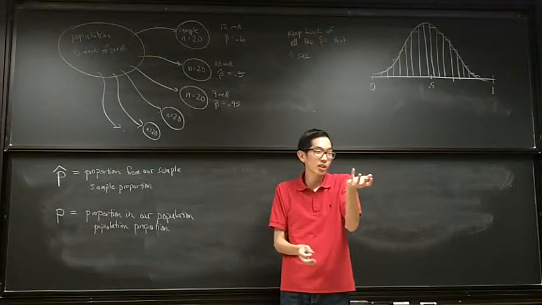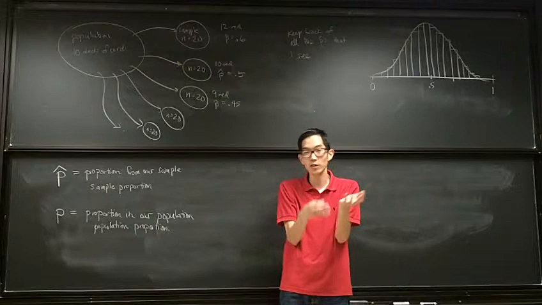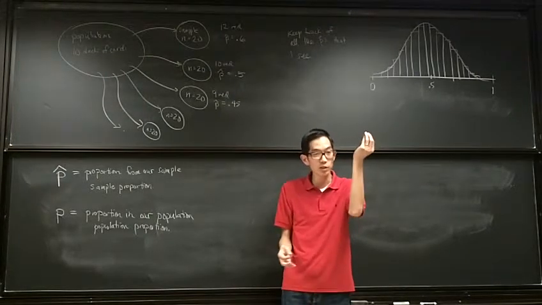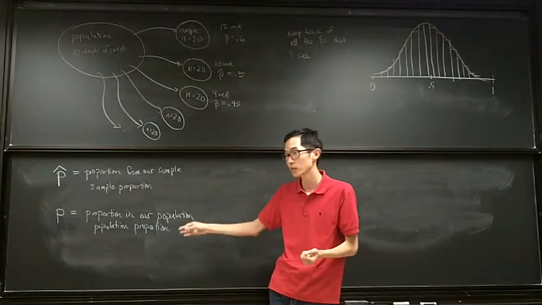value. I could get 33 out of 100 people being white. Okay, I could get 45 out of 100 people being white. That's going to be my P hat. That value will be different. But the P in the population is set at 0.4.